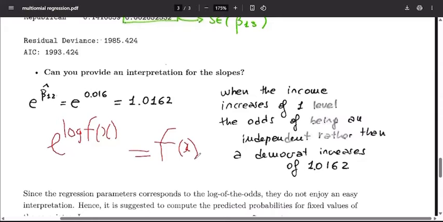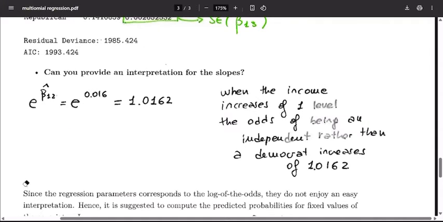So the exponentiation of a natural log of a function is going to give back the function. So when I have a log of odds, and I exponentiate that, it's going to give me the odds. And that is the reason this value is interpreted that way. Right now, I said when the income increases by one level, the odds of being an independent rather than a Democrat increases by that factor. Why do I mention increases? I need the sign of that particular beta.